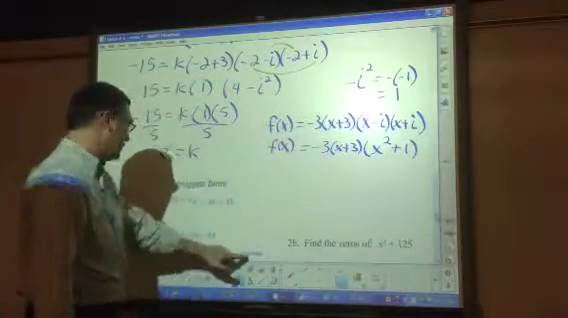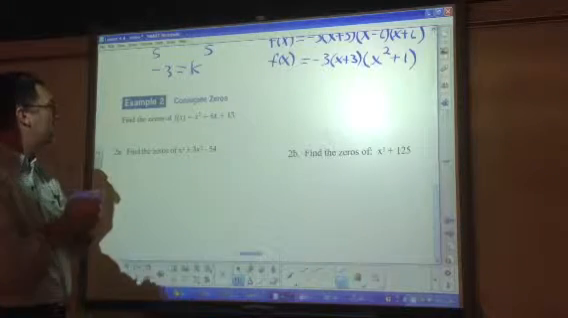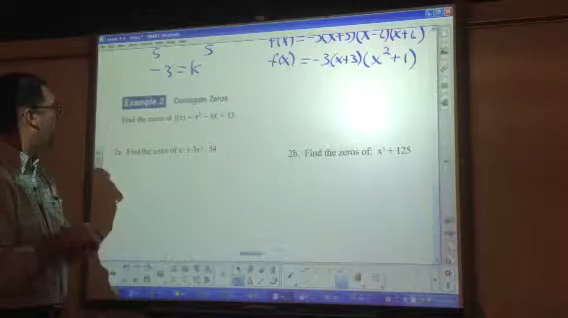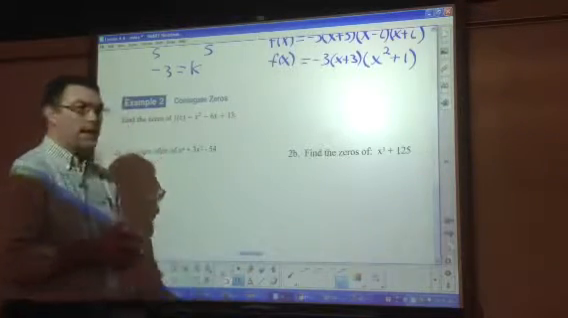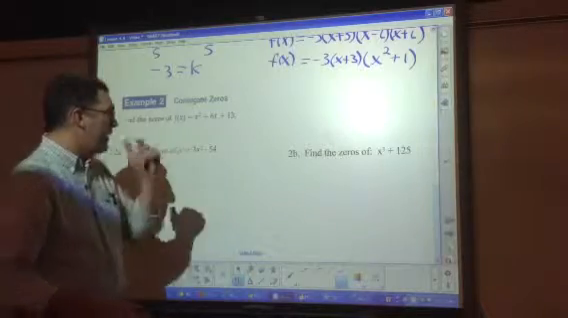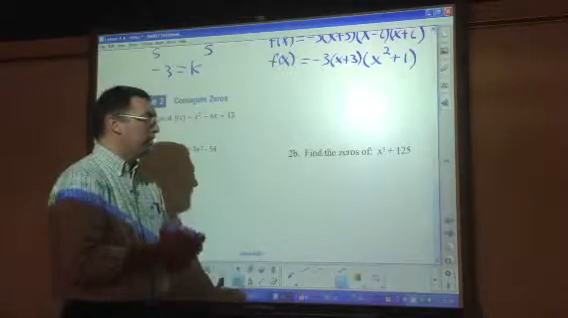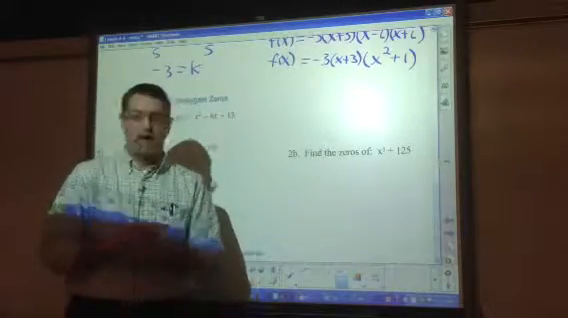Alright, so let's look at one more. And we're going to talk about conjugate zeros, and then we're also going to talk about writing them as linear factors. So we're going to take these and we're going to factor them by finding the zeros to be able to do that.